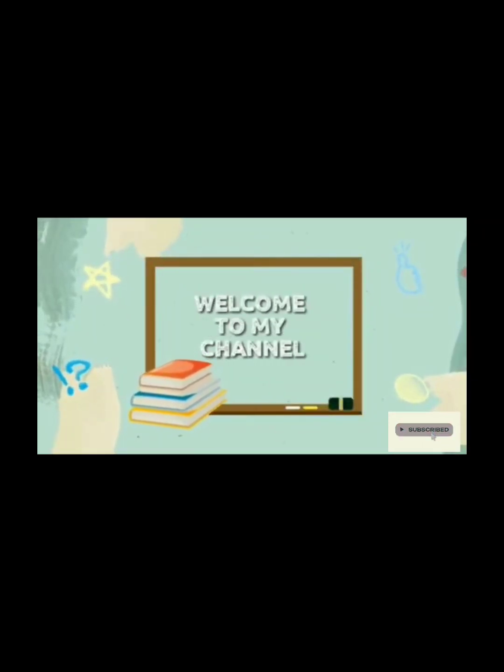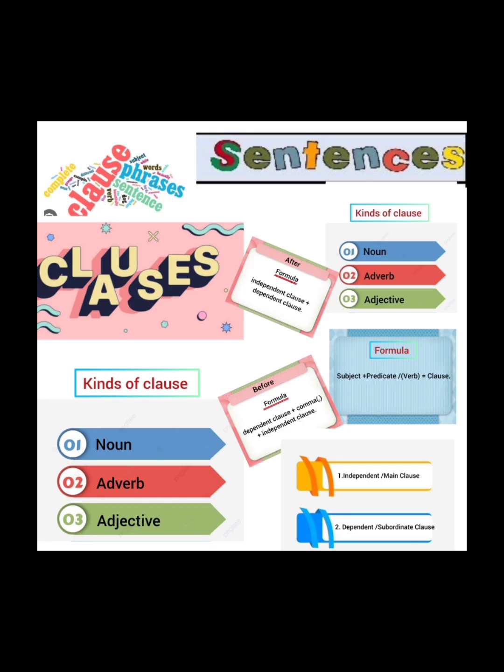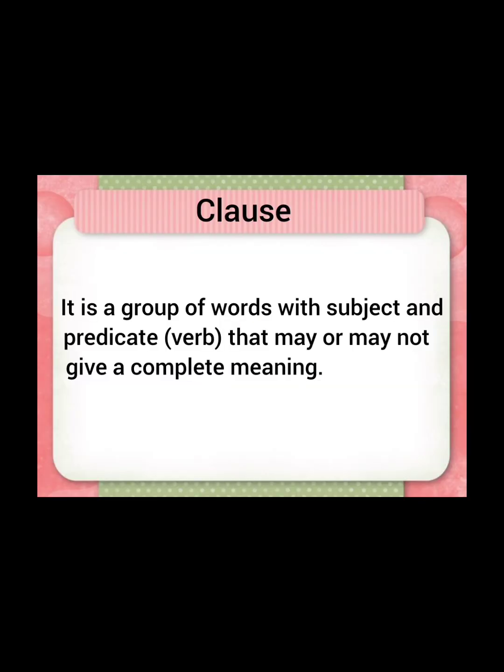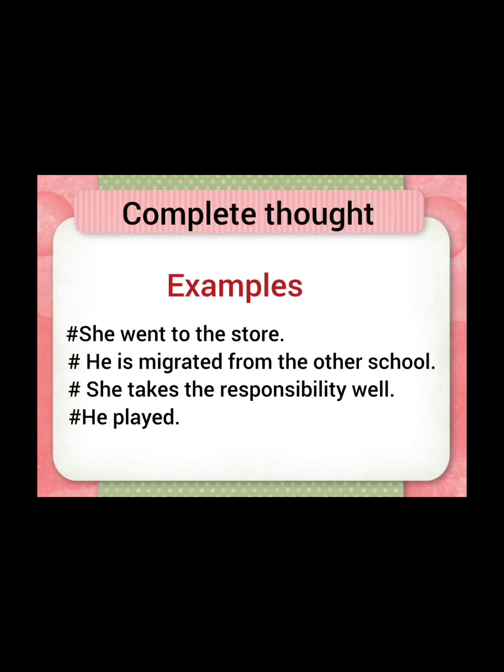I'm here with my today's video and the topic of the day is clause. It is a group of words with subject and predicate or verb that may or may not give a complete meaning. How does it give us a complete thought? Let's see the examples. She went to the store. As it is the combination of subject and predicate, it is a complete clause with a complete thought.